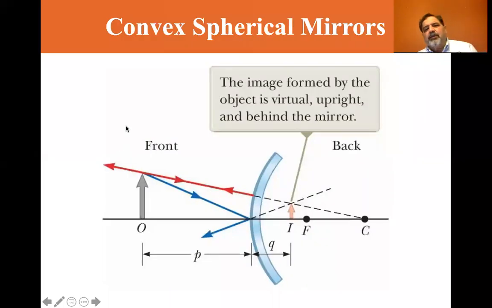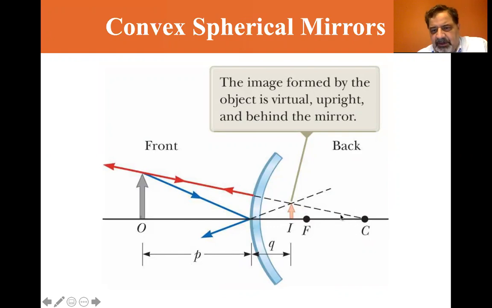Okay, we continue section 35.2, the image formation by spherical mirrors. We're going to talk about convex mirrors. We talked about concave mirrors in the first section. Now we're going to talk about convex spherical mirrors. And here you can see everything that we discussed.